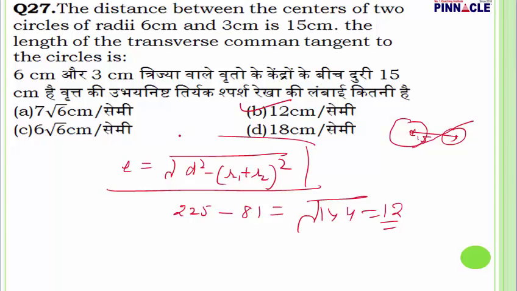This is an important trick formula you must learn. This is the length of the transverse common tangent. This is D, the distance between these two centers, R1 the first radius and R2 the second radius. If it had been a direct common tangent, then the sign would have been minus.